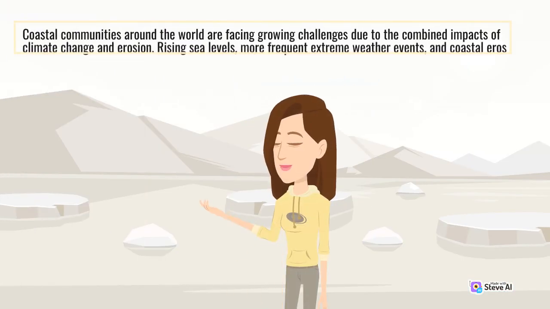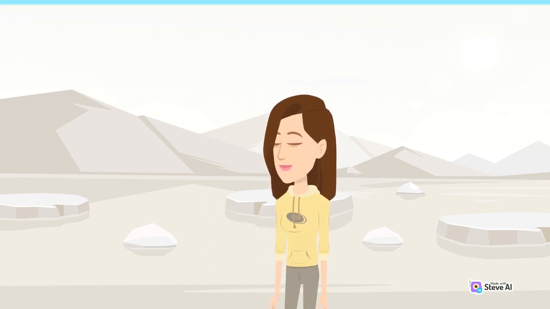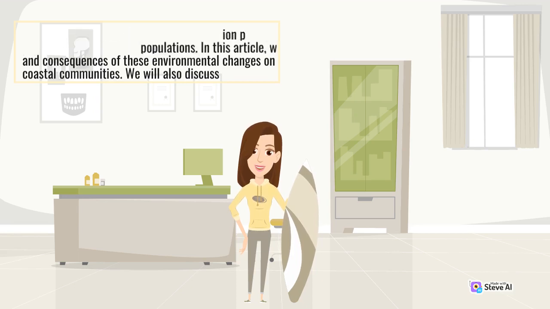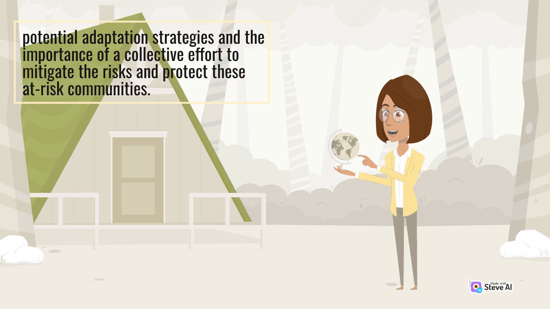Coastal communities around the world are facing growing challenges due to the combined impacts of climate change and erosion. Rising sea levels, more frequent extreme weather events, and coastal erosion pose significant threats to these vulnerable populations. In this article, we will explore the causes and consequences of these environmental changes on coastal communities. We will also discuss potential adaptation strategies and the importance of a collective effort to mitigate the risks and protect these at-risk communities.